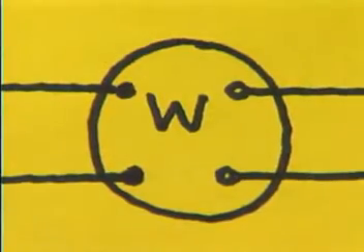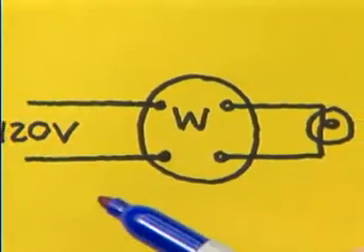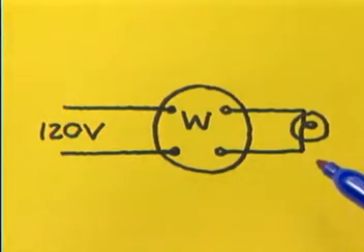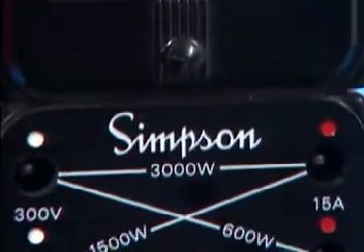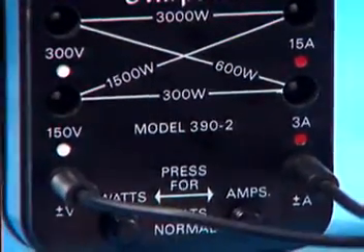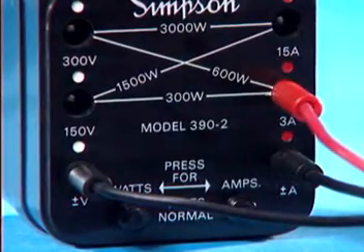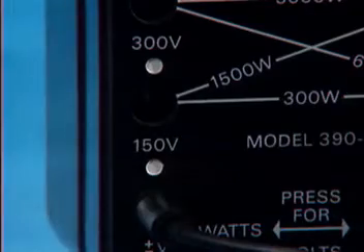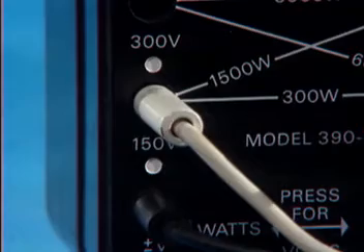Here is the symbol for a watt meter. And here is a schematic that shows the proper connection of the watt meter to measure the power consumed by a lamp. Let's hook it up. To connect the watt meter, the two common connections of the adapter cord are first connected to the meter. The current lead of the adapter cord is then connected to the 3 ampere jack on the watt meter. The voltmeter lead is then connected to the 150 volt jack on the watt meter.